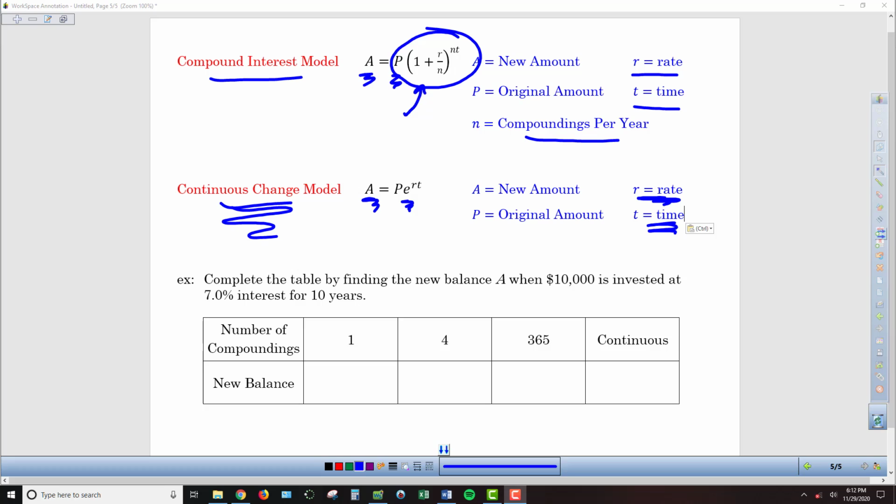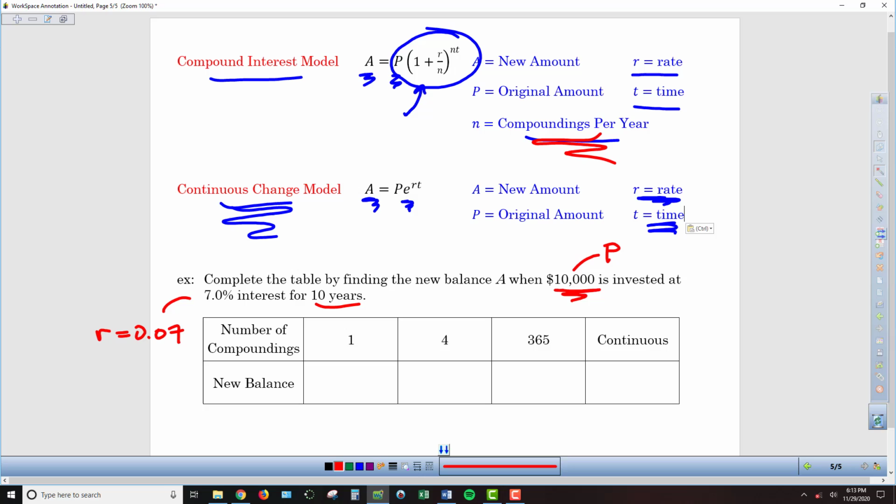So let's see what impact increasing the frequency of the application of the interest, the number of compoundings per year, has for the same investment parameters. What we have here is an initial amount, $10,000. So that's going to be our P. It is going to be invested at a 7% interest rate. So we're going to adjust that to be a decimal, 0.07, and then for a period of 10 years.